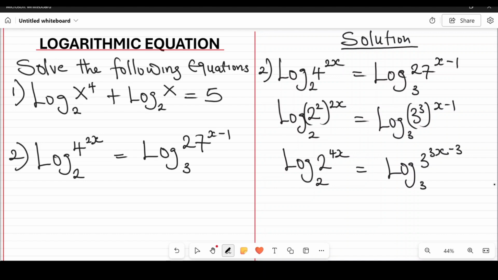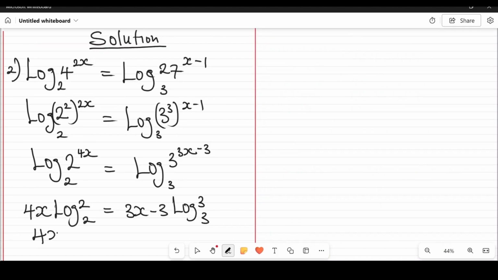So we know that from our index law of logarithm, we can write that this becomes 4x multiplied by log 2 to base 2 equal to 3x minus 3 multiplied by log 3 to base 3. And we know that from our laws of logarithm, that logarithm to its base is equal to 1. So therefore, we have that 4x is equal to 3x minus 3.